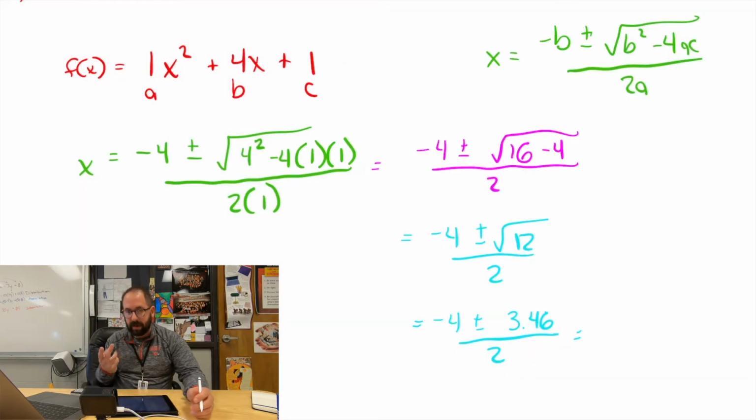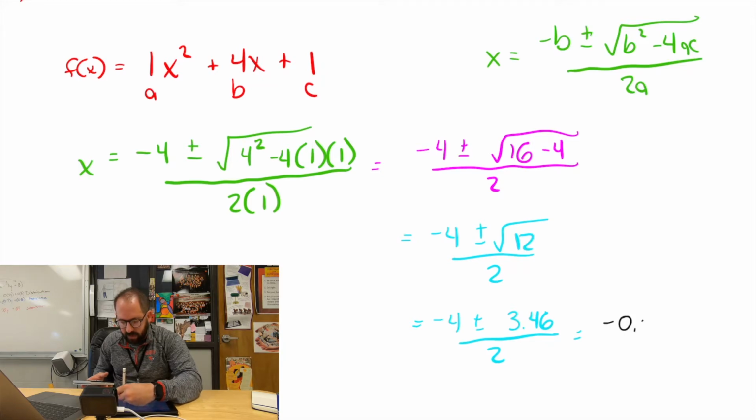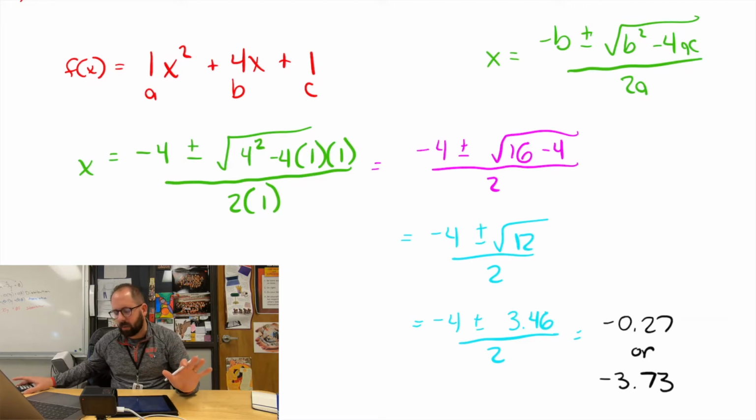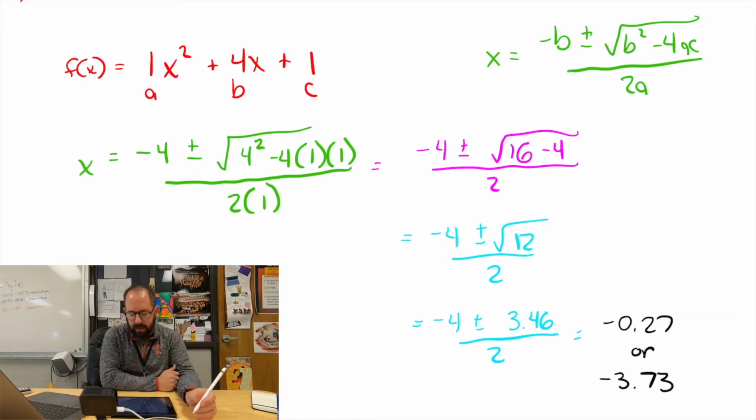So now, what I mean by two answers, you have to go -4 plus 3.46 and divide by 2. So I'm going to type that in my calculator. So -4 plus 3.46 and then divide that answer by 2. And so it tells me -0.27. Or I subtract. So I go -4 minus 3.46 and then whatever that answer is, divide by 2. And so I get -3.73. And again, I'm ballparking. There's a lot more decimal places. I'm just rounding really, really bad. But those are my two solutions, right? That's what I'm looking for. Those are the two roots.